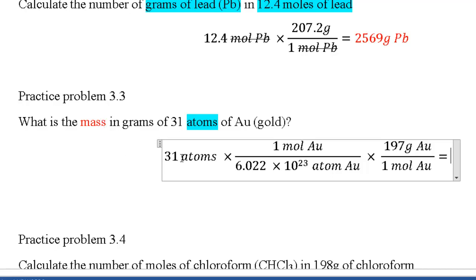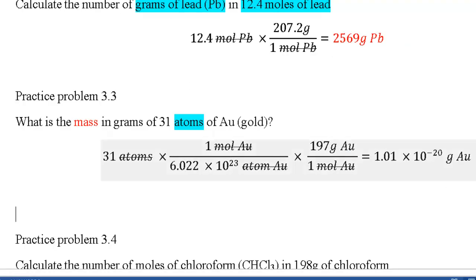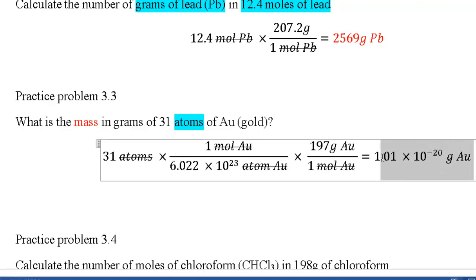So, this is a train. The train has 2 compartments. This compartment is one definition of the mole, Avogadro's number. The second compartment is the first definition of the mole that we learned, the molecular weight in grams per mole. Let's do something that should be fun, canceling out units. The atoms cancel out with the atoms. Secondly, the moles of Au cancel out with the moles of Au. We get 1.01 times 10 to the minus 20 grams of Au.